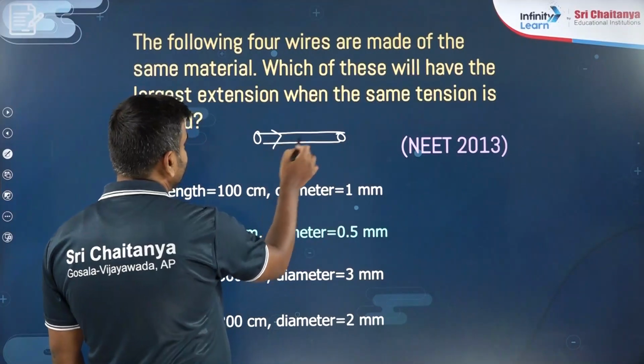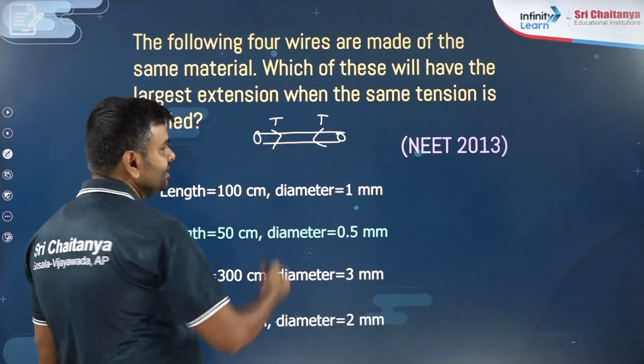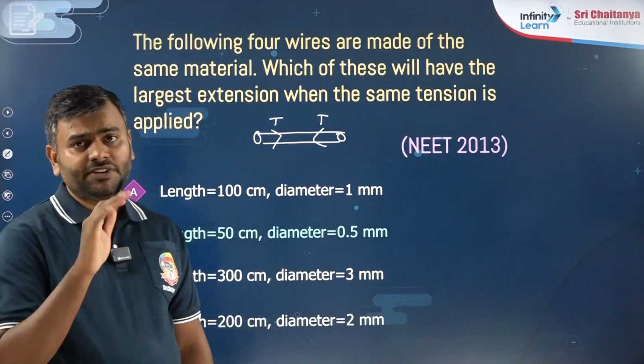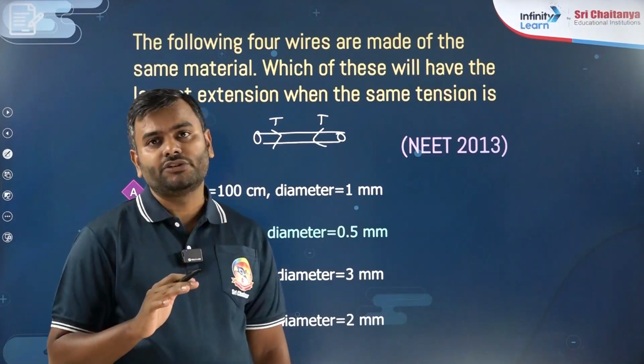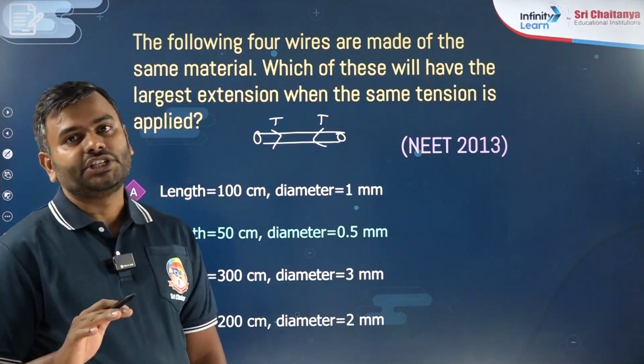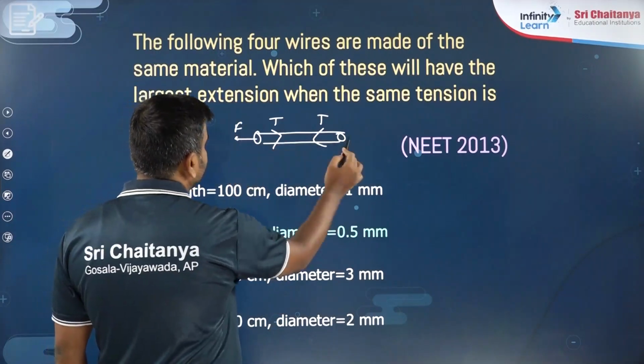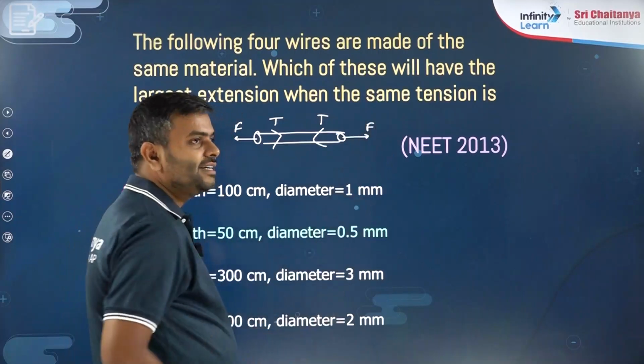The wire has the same tension, and not only this wire, all the wires, all 4 wires, are going to have the same tension. Why will there be a tension? Because when we try to stretch it, that tension will oppose that stretch.